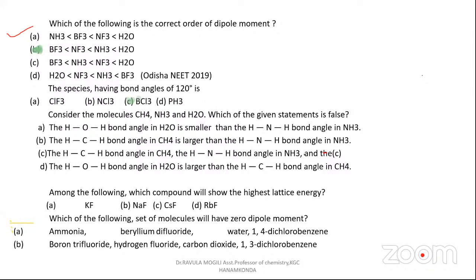Consider the molecules CH4, NH3 and H2O. Which of the given statements is false? Consider the molecules CH4, NH3 and H2O.